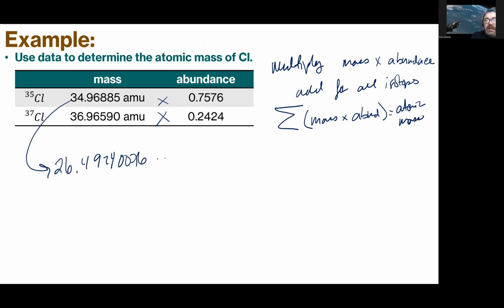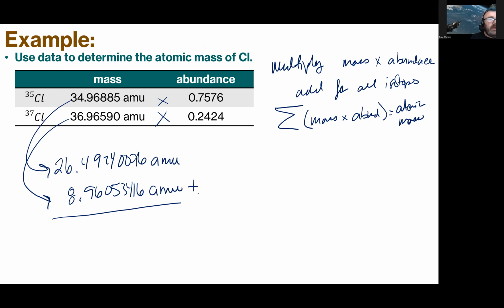26.49240076 AMU. I'm leaving a lot of digits on here. Remember when we talk about sig figs. And then for chlorine 37, this is 8.96053416 AMU. And we're going to have to add those together. When we add them together, we get 35.45293492 AMU. I don't usually ask you to do this, but it's nice to see where it comes from, and you're going to have to do this in the homework at some point.